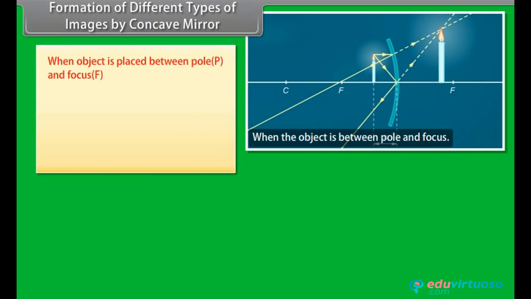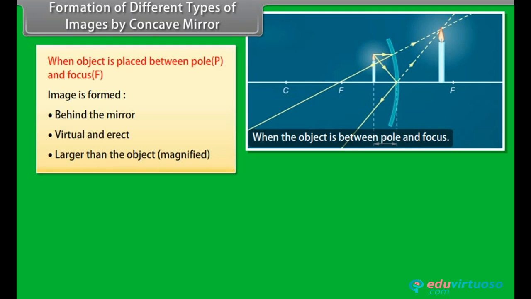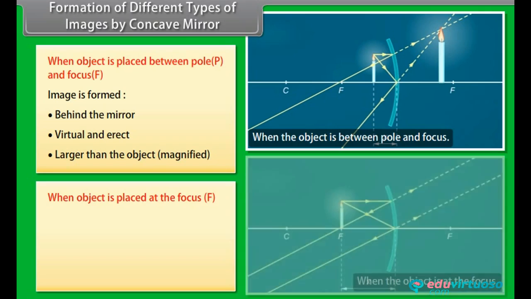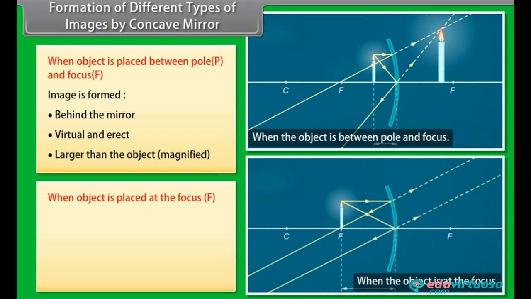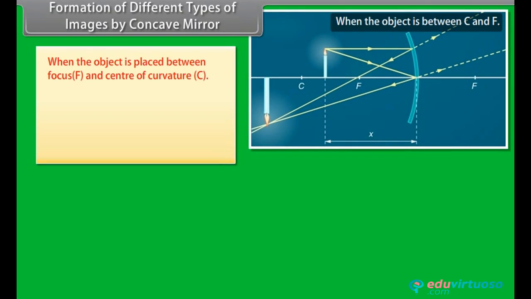Formation of different types of images by concave mirror. When the object is placed between pole P and focus F, the image is formed behind the mirror, virtual and erect, larger than the object, magnified. When the object is placed at the focus F, the image is formed at infinity, real and inverted, highly enlarged. When the object is placed between focus F and the center of curvature C, the image is formed beyond the center of curvature, real and inverted, larger than the object.